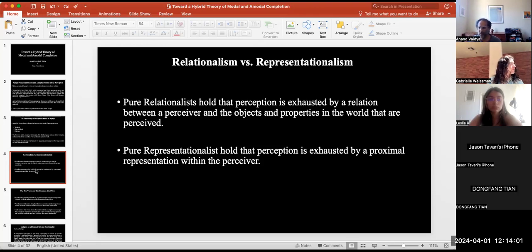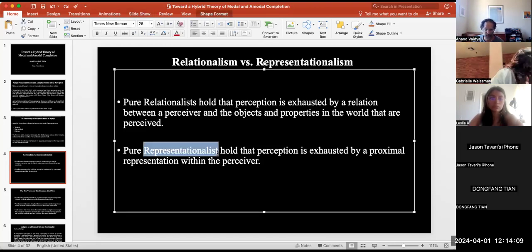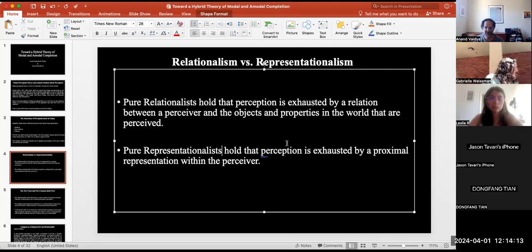But from the outset, I want to begin by talking about a contrast between the pure forms of each of these. So the pure representationalist and the pure relationalist are divided in terms of what we might think of as an exhaustion thesis, this idea that what's significant and important for talking about perception is exhausted by either the relation, if you're a relationalist, or the representation, if you're a representationalist. Okay.